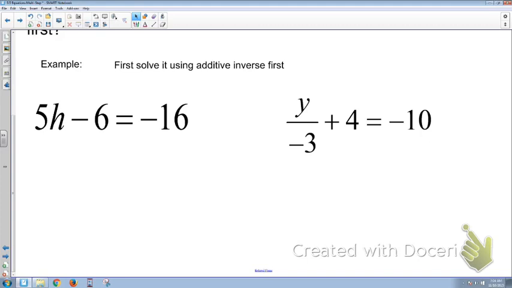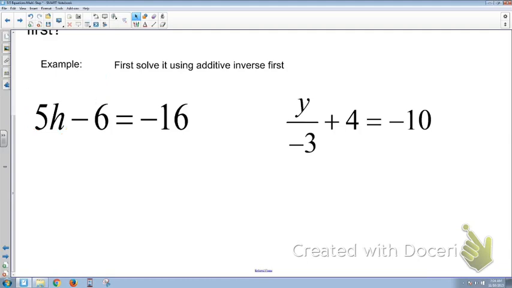So, alright, just a quick review. Students, last week we worked on multi-step equations, or undoing multiple inverse operations. For example, this has both a negative 6 and a multiply by 5 to the h. So the point of this is to undo the additive inverse stuff first, the addition and subtraction, before we undo the multiplication and division. I showed everybody what happens when we try to start with this first, and we need to remember a few things here.